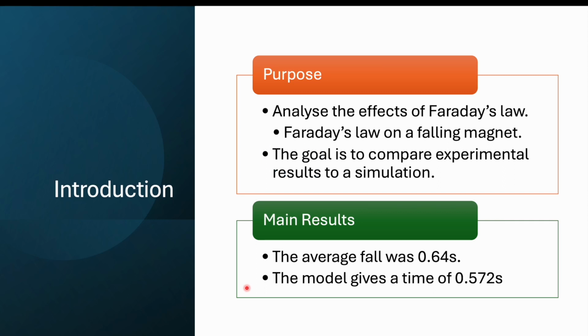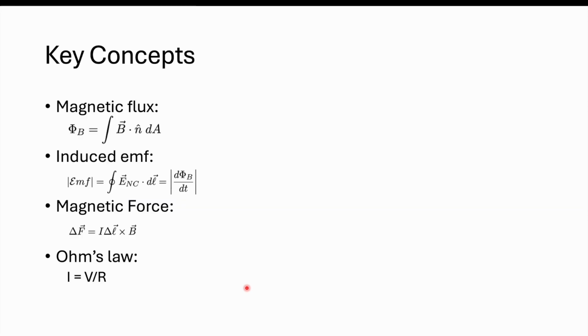So the purpose of this lab is to analyze the effect of Faraday's Law. We will be seeing its effect through a falling magnet inside of an aluminum pipe. The goal is to compare an experimental result to a simulation and see what real-life impacts it can have on Faraday's Law. The main result is that the average fall inside the real tube is about 0.64 seconds, while the model gives us a time of 0.57 seconds, so a slight difference.